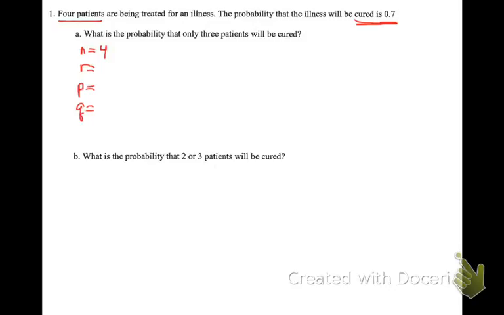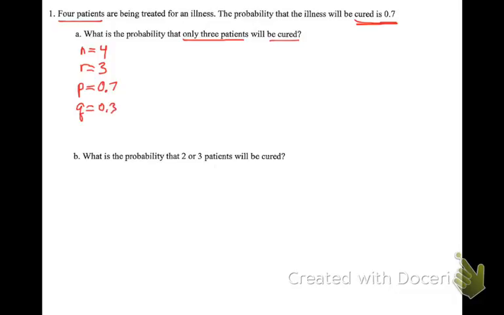For letter A, it says, what is the probability that only 3 patients will be cured? So we're looking at being cured. That's going to be our success. And only 3 patients is going to be our number of successes. We want to have 3 cured. That's going to be my R value. Being cured is 0.7, so P is 0.7, which means that Q must be 0.3.